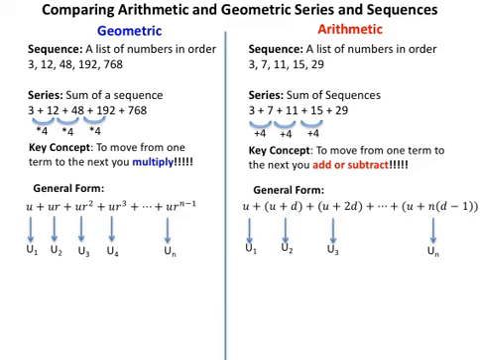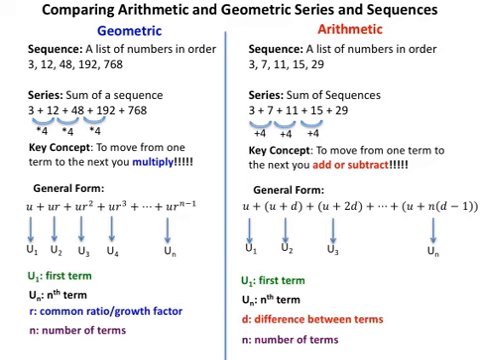And below, I'm going to show you all the different variables in each of these. So u subscript 1 is our first term in both. U subscript n is our nth term, so whatever term we're talking about. The r in a geometric series is the common ratio or growth factor. That's what you multiply by, whereas the d in an arithmetic series or sequence is what we add or subtract. And then in both cases, the n represents the number of terms.